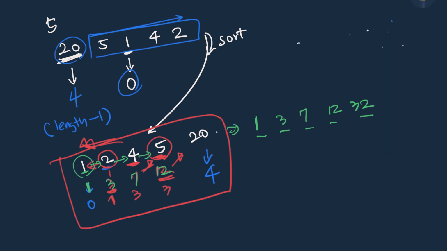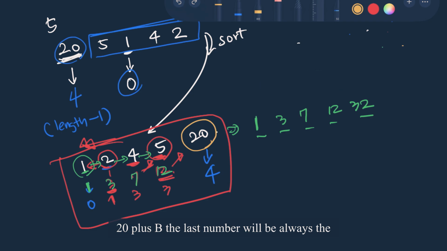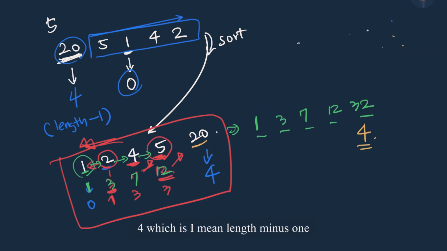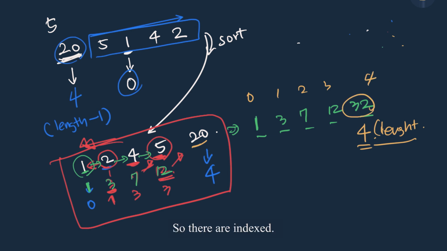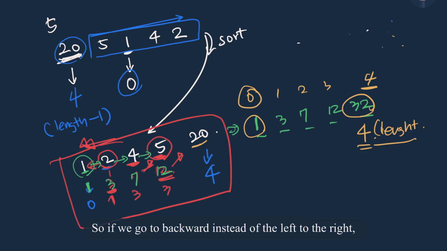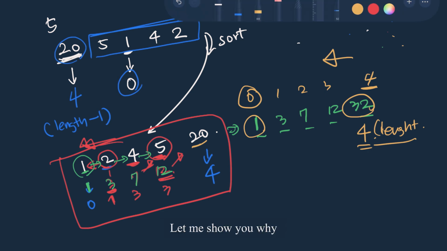What do you mean backward? So think about our 20 is starting here. Actually, never mind. We don't have to start with 20 because the last number will always be 4, which is length minus 1. Or you can think of it as, since an array starts with a 0 index, their index will be the value for their output, and then this will always be 0. So if we go backward instead of calculating left to right, the backward is actually way easier. Let me show you why.